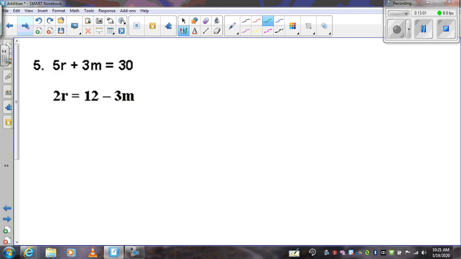Okay. So now we have one that's a little bit more complicated because we're not lined up and we also don't have opposite coefficients. So let's get them lined up. I think I like the order of the first ones. I like the fact that we have r's followed by m's followed by our constant.